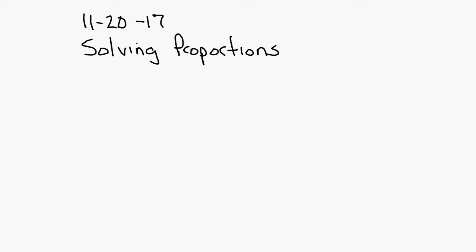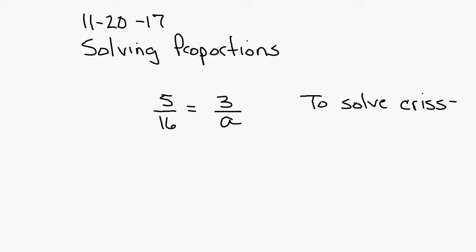All right, so an example of a proportion would be 5 over 16 equals 3 over a. This is an example of a proportion. And in order to solve a proportion, the first step is to criss-cross multiply.